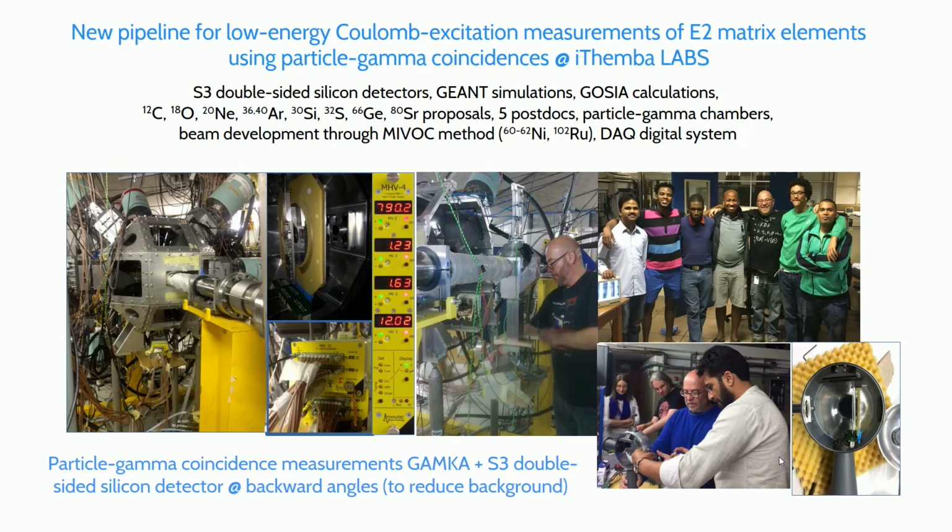So that's what we did, and for doing these experiments, we developed a new pipeline for measuring matrix elements at iThemba LABS in South Africa. We have the typical double-sided silicon detector with rings and sectors for Doppler correction. We have an array of up to 18 Clover detectors through the new GAMKA array, and we do particle-gamma coincidence measurements at backward angles. Obviously, we reduce the gamma background by having the silicon detector.